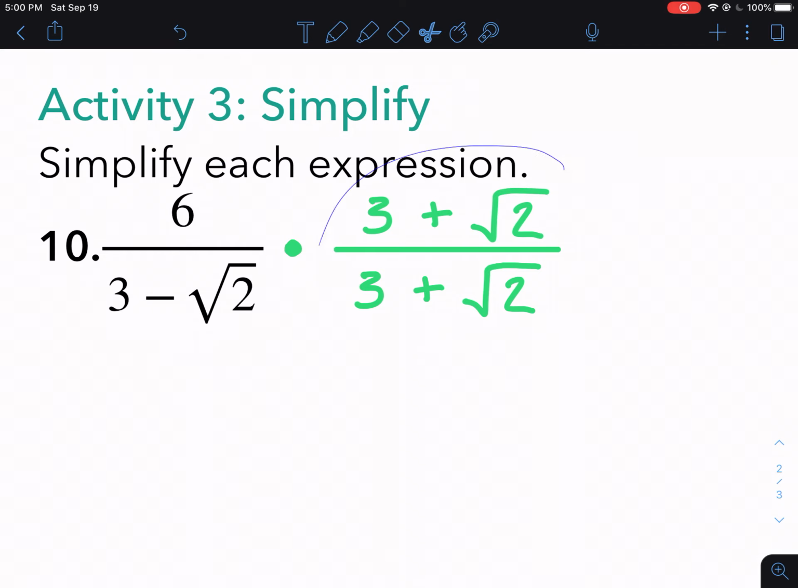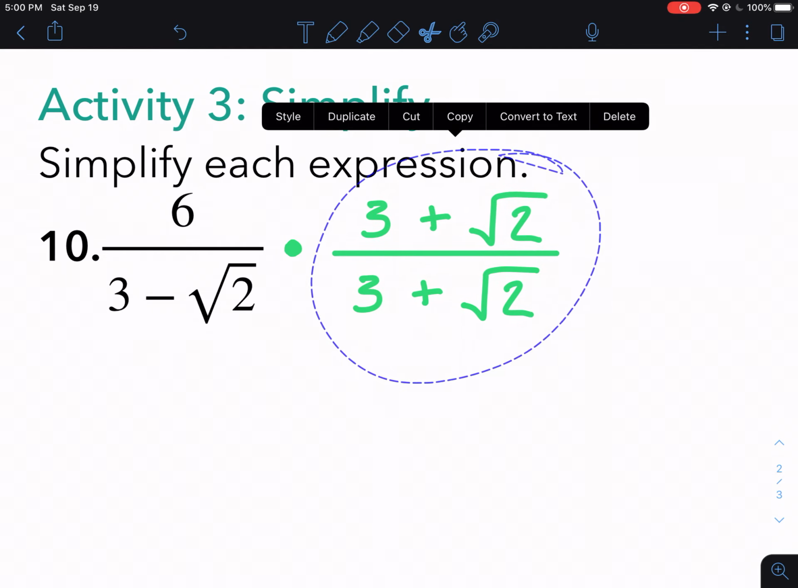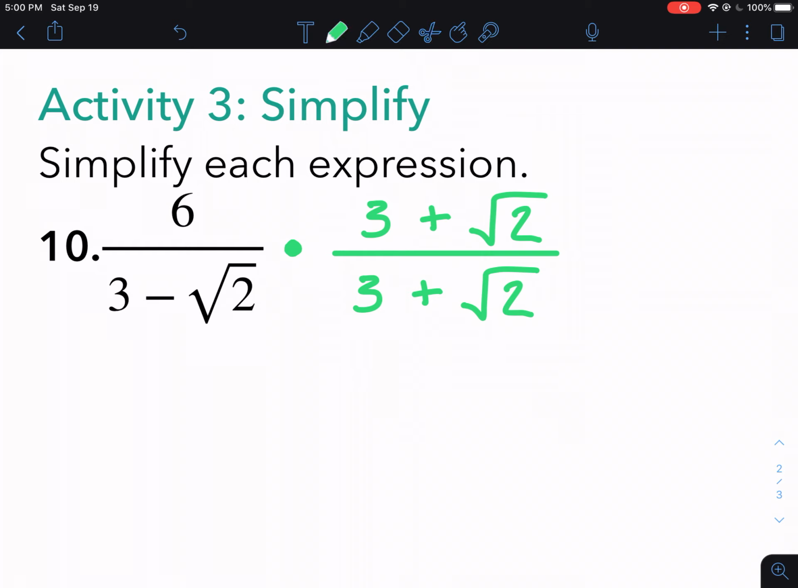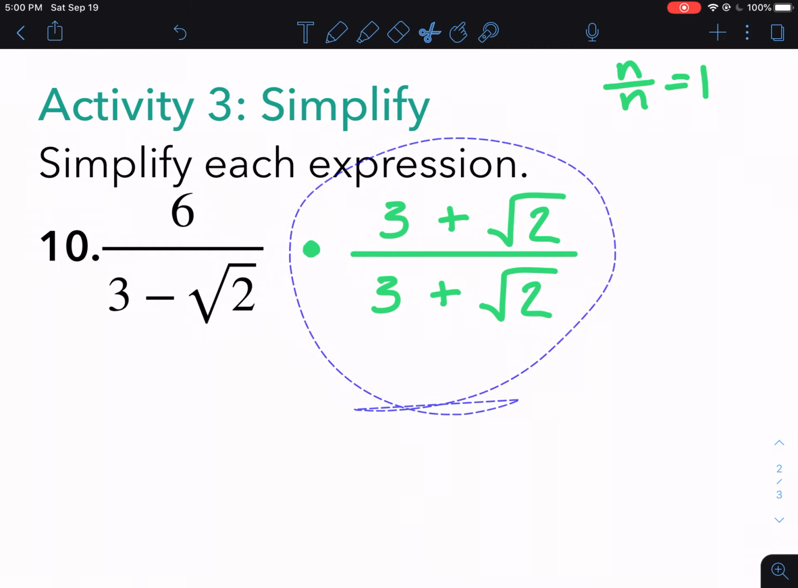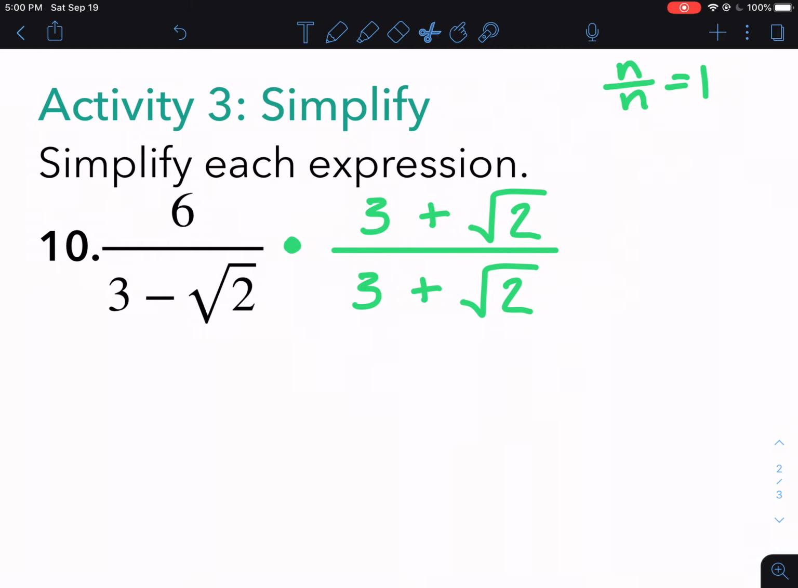And then on top, we're multiplying by the same thing, because remember, we're going to keep the value the same. This is the same thing as 1, because whenever you have any number divided by itself, that's always 1. So 3 plus rad 2 divided by 3 plus rad 2 is just 1. And when you multiply by 1, you keep the number's identity the same. Okay, let's multiply. Let's clean this up and see what we get.